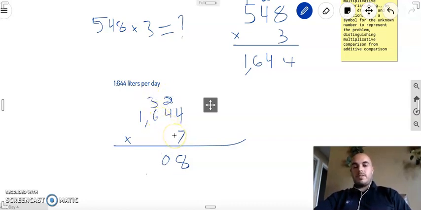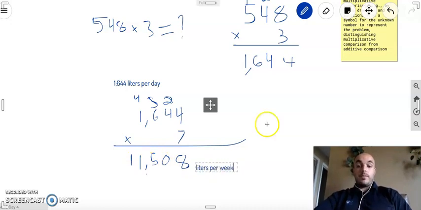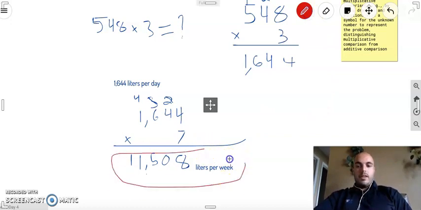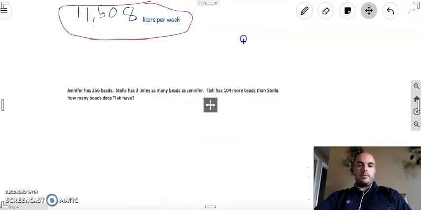7 times 6 I know is 42. Plus 3 is 45. Cross my 3 off. Bring my 4 over. 7 times 1 is 7. Plus 4 is 11. 1, 2, 3, comma. So 11,508 liters per week. It's a lot of water. And I'll circle my answer in red, as I always do. All right, let's scroll down.